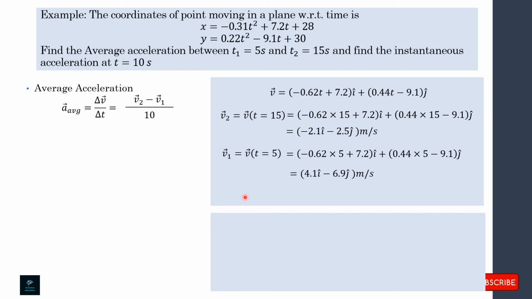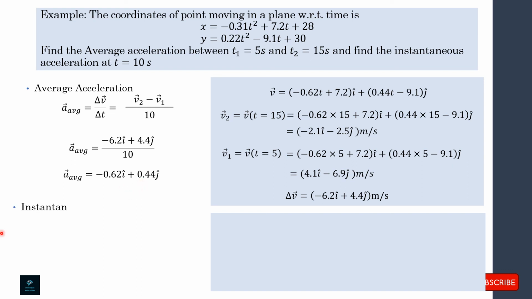Now delta V is equal to V2 minus V1, and this comes out to be minus 6.2 i plus 4.4 j meter per second. Therefore, average acceleration is equal to (minus 6.2 i plus 4.4 j) divided by 10, and this is equal to minus 0.62 i plus 0.44 j.